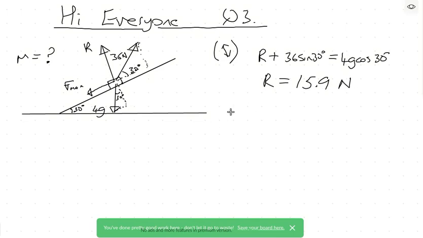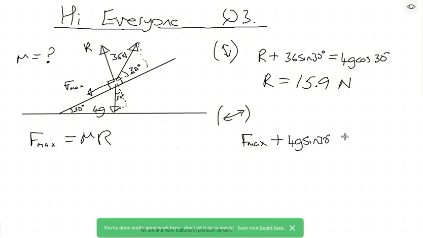Okay, we've now got to find the value of mu. Now, F max is mu R. So we've got R, we need F max, then we'll be able to find mu. How are we going to find F max? Well, by considering the other direction, the lefties and righties parallel to the plane, if you like. Here we're going to have F max plus 4g sine 30, because they're both going down the plane. Well, that's going to equal 36 cos 30.